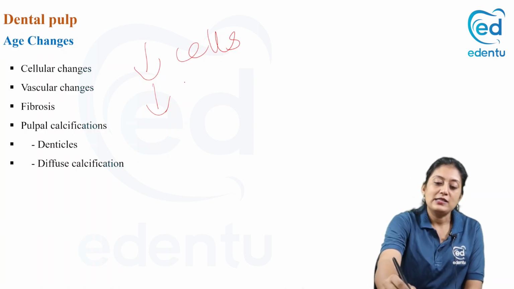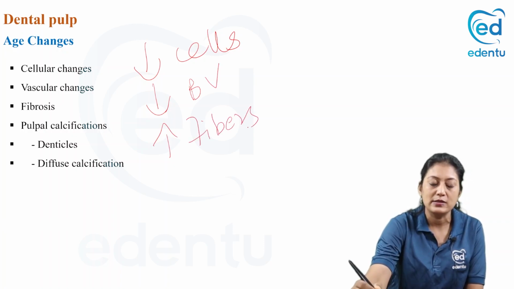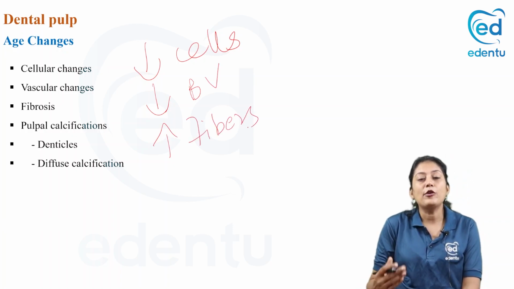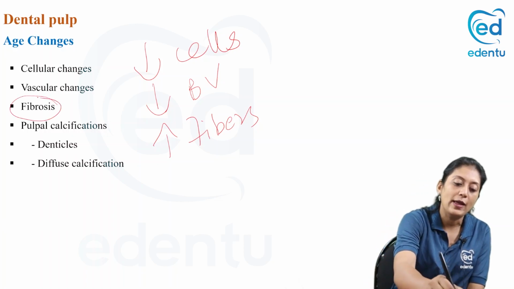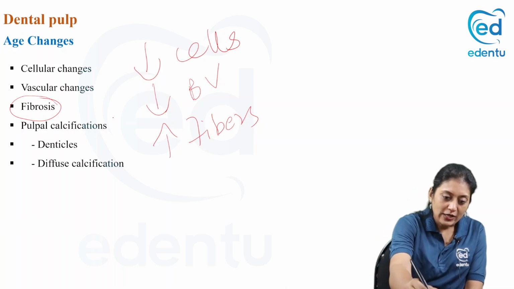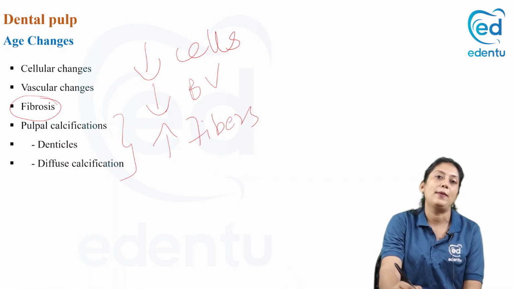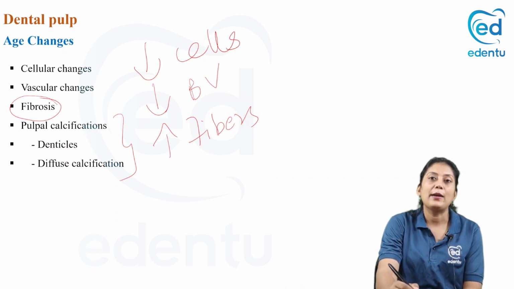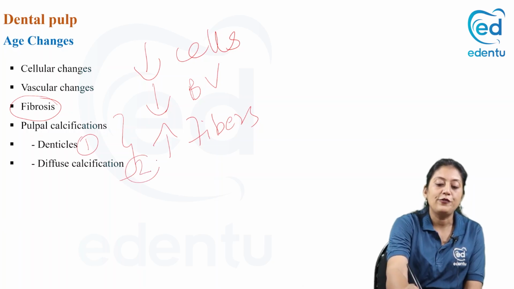In contrast, the fibers will increase. So we had collagen fibers, right? Mainly in the pulp. The number of fibers will increase, so dense collagen fibers will form. That condition is called fibrosis. And in addition to that, a very important thing that you see is formation of calcifications within the pulp. These calcifications can be of two types. Either they are called number one denticles or number two diffuse calcification.